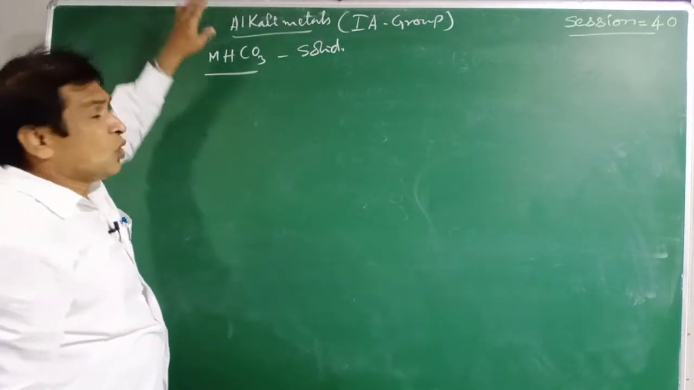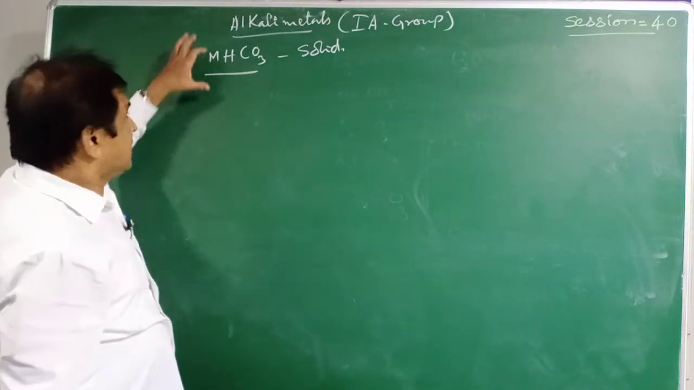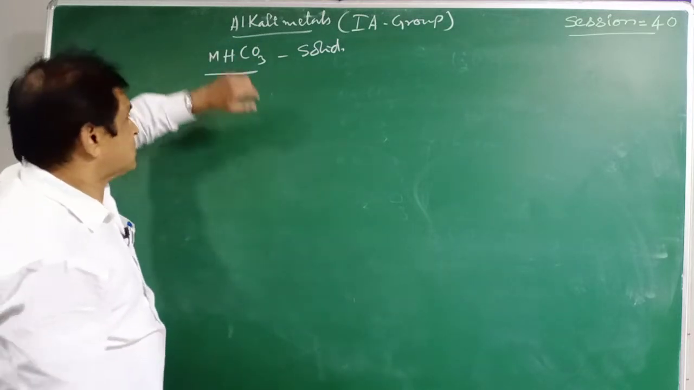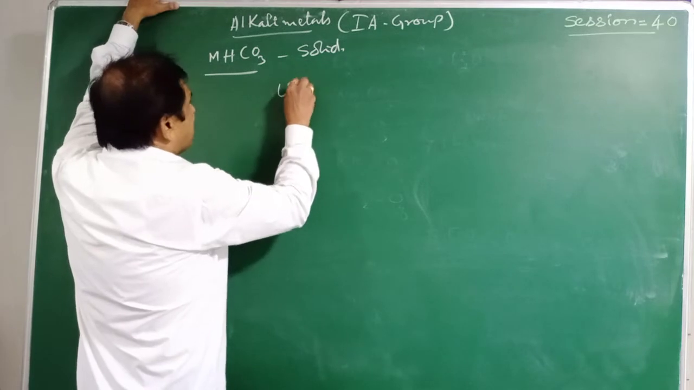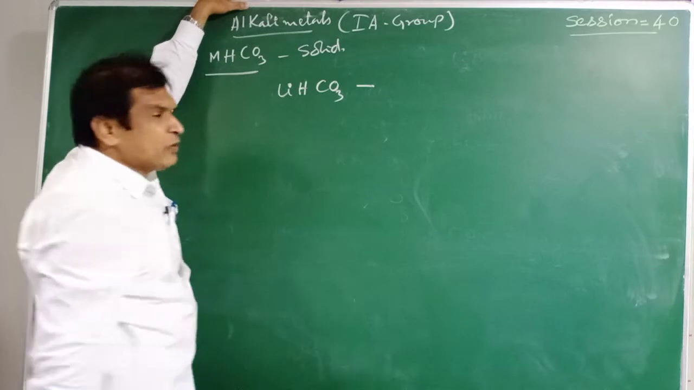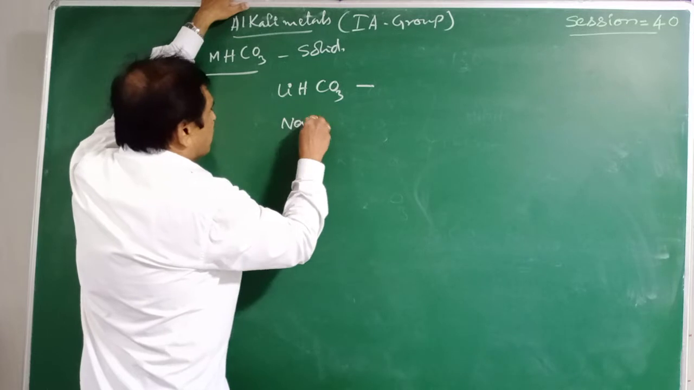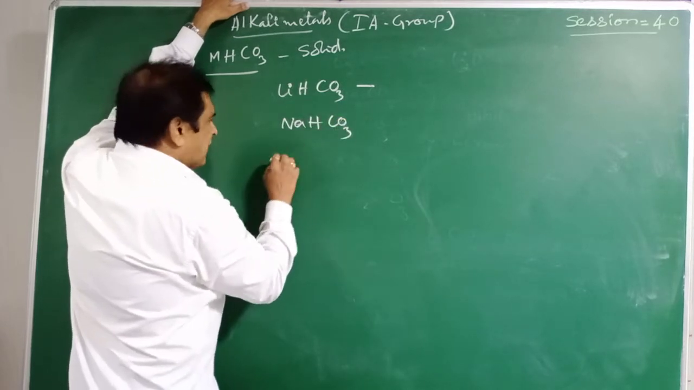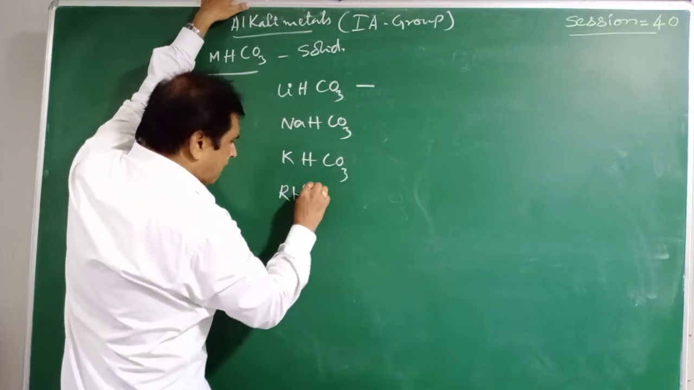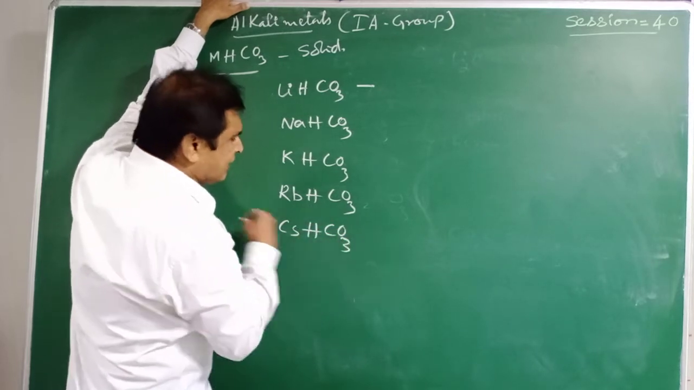Alkali metals are 1A group elements. They form MHCO3 type of solid bicarbonates. Example formulas: lithium bicarbonate. Theoretically we can write it like this, but lithium bicarbonate does not exist as a solid. Lithium bicarbonate, sodium bicarbonate, potassium bicarbonate, rubidium bicarbonate and cesium bicarbonate, CsHCO3. They are all bicarbonates.